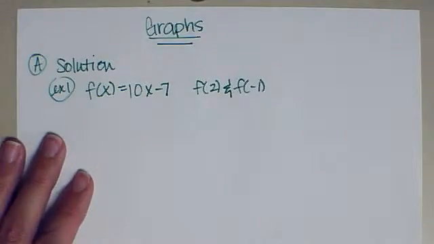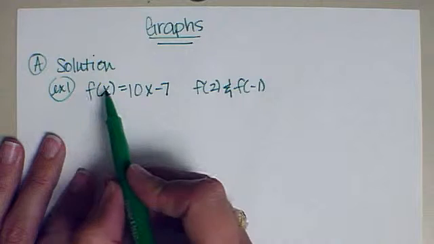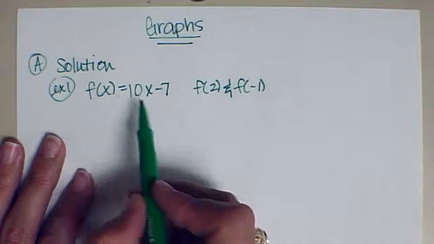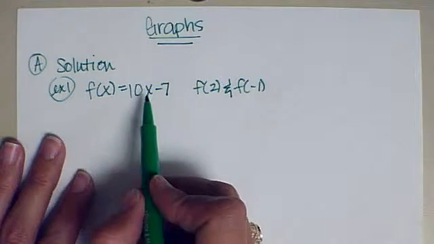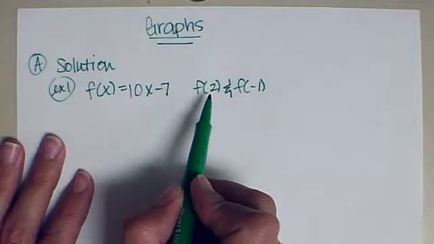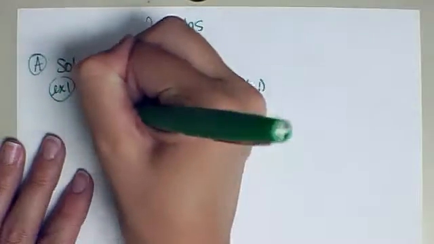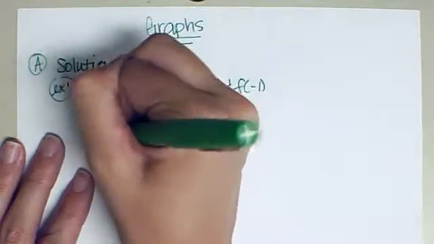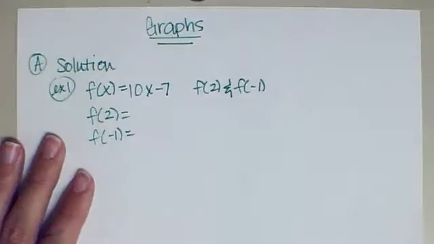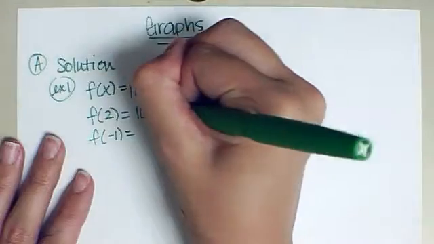Another way to do this would be to set up a table, plug in those two values, if that's what you're more comfortable with. This function notation means f of x, x being the variable, whatever is replaced here is also replaced here. In the first case that would be 2, in the second case that would be negative 1. So if we want to find f of 2 and f of negative 1, we're going to plug those values in and follow the process through twice.